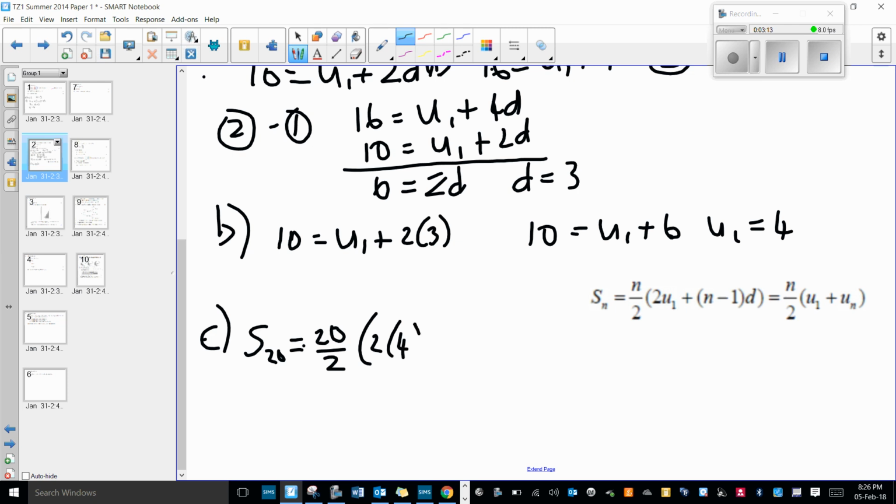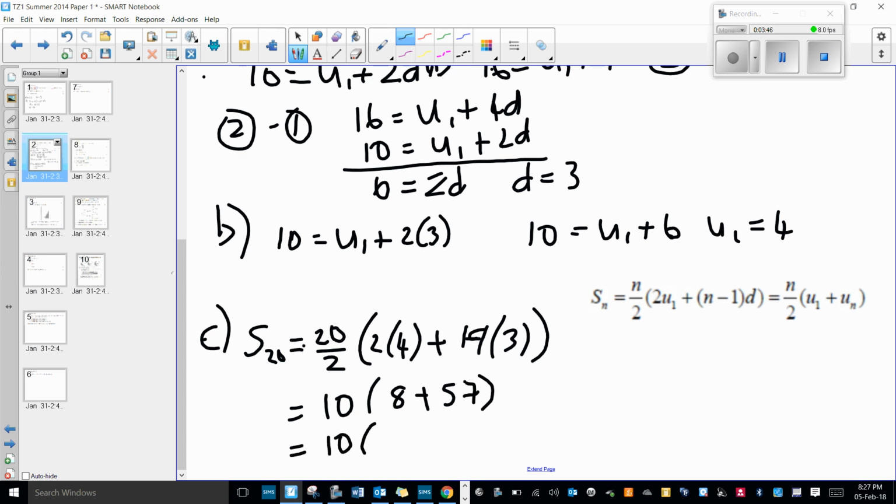Obviously we just found the u1 plus, I'm going to do the 20 minus 1 in my head. Oops, that's 19 lots of 3. Oh gosh, it's not very clear, sorry. So then that's 10 brackets 2 times 4 is 8. We've got 3 multiplied by 19, so 3 times 10 is 30, 3 times 9 is 27, so that's 57. 8 plus 57 is 65. 10 times 65 is 650.